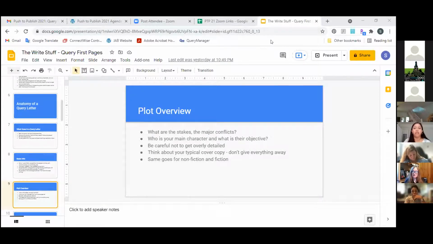If you're doing narrative nonfiction, for example shedding light on a subject, like a history of the golden age of Hollywood, you need to explain that the golden age of Hollywood was this period of time where all this happened, and why it's important to care about it today. That's basically the function of your plot overview.